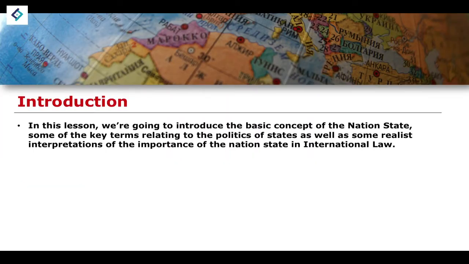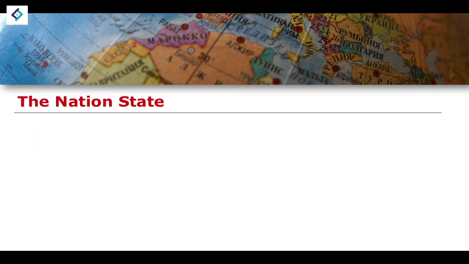So, specifically in this lesson, we're going to introduce the concept of the nation state, the modern Westphalian understanding of the nation state since the Peace of Westphalia that took place in the 1600s. And we'll talk about some of the key terms relating to the politics of state, and then we will examine what we would describe as realist interpretations of the importance of the nation state in both international law and global politics as a whole.